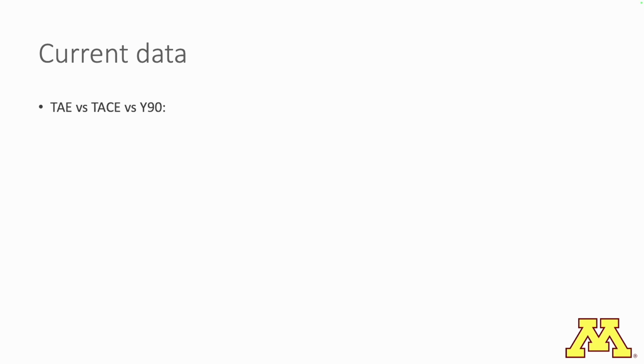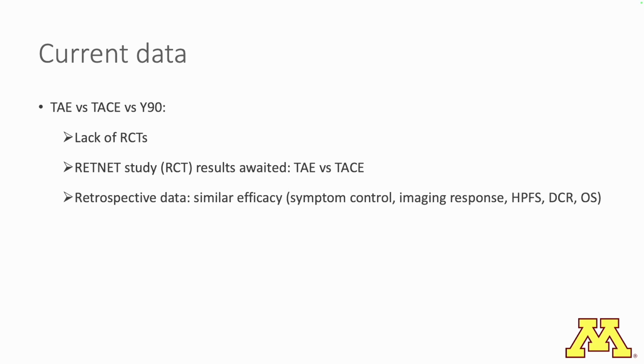So with the current data, like I mentioned, there are no randomized controlled trials, which means prospective studies where we study patients with different treatments, and we don't have enough evidence to suggest one treatment over the other. There's the RETNet study, and the preliminary results of the RETNet study confirm the same thing, that for TAE versus TACE, there is not much change in either of those treatments.